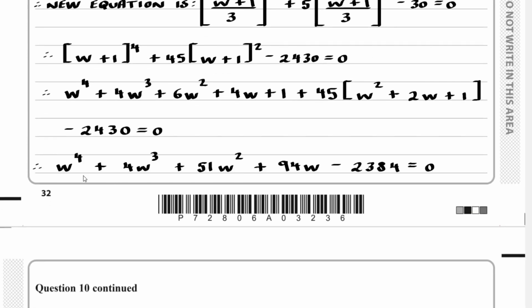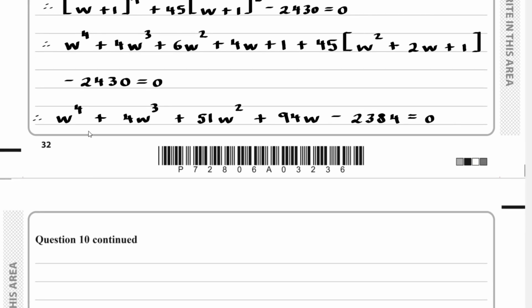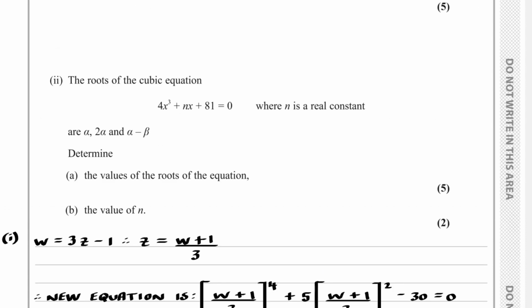And then if I simplify this, we will end up with w to the 4 plus 4w cubed plus 51w squared plus 94w subtract 2384, and this is equal to 0. So we see then a is 4, b is 51, c is 94, and d is minus 2384.